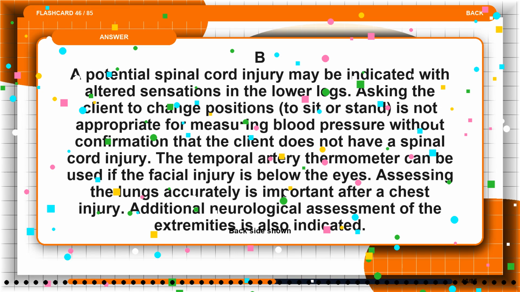The answer is B. A potential spinal cord injury may be indicated with altered sensations in the lower legs. Asking the client to change positions to sit or stand is not appropriate for measuring blood pressure without confirmation that the client does not have a spinal cord injury. The temporal artery thermometer can be used if the facial injury is below the eyes. Assessing the lungs accurately is important after a chest injury. Additional neurological assessment of the extremities is also indicated.